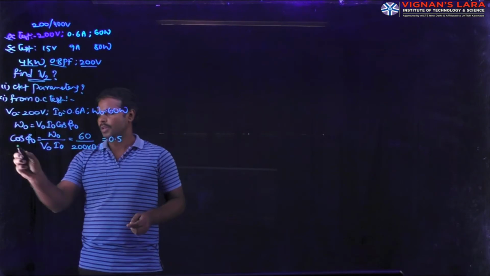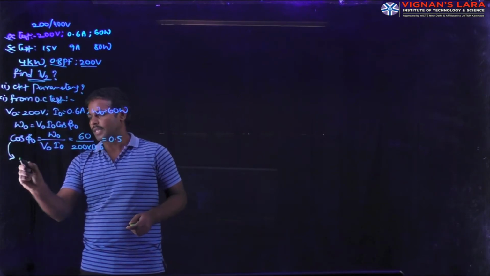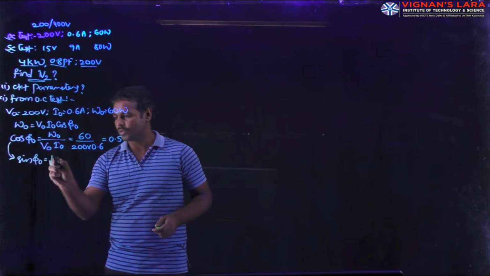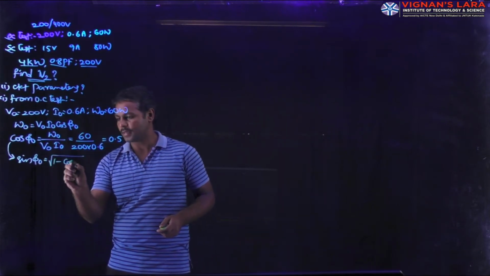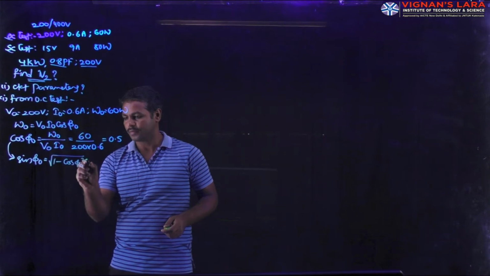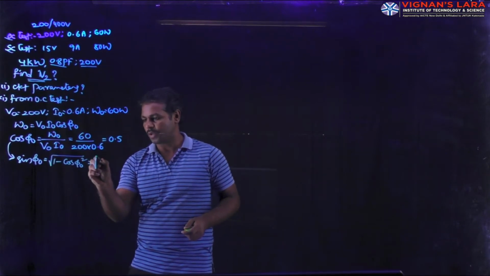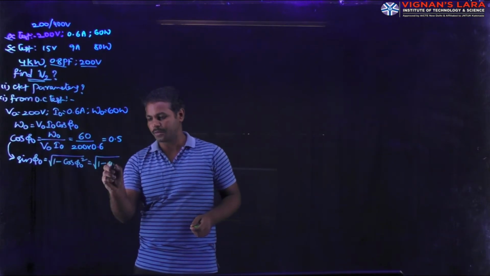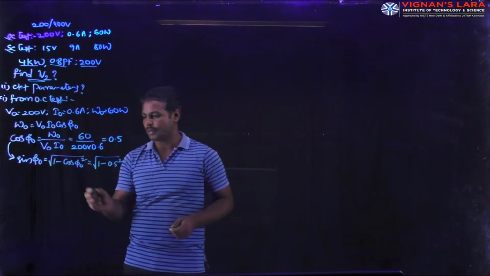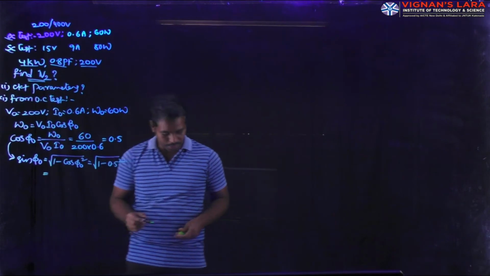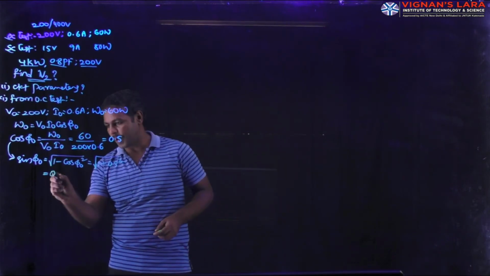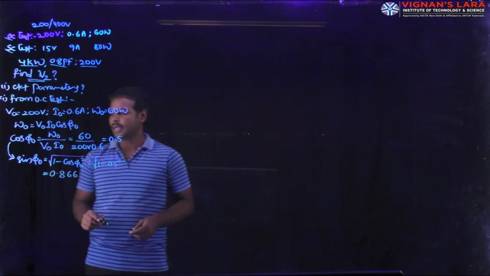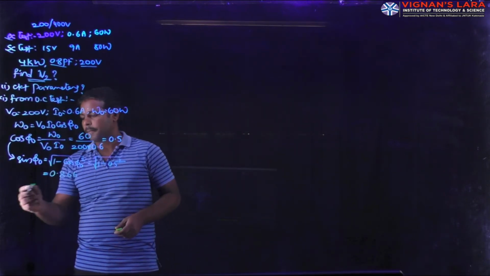So cos phi naught is equal to 0.5. Then we can find sin phi naught. Sin phi naught is equal to the square root of 1 minus cos squared phi naught, which is the square root of 1 minus 0.5 square, equal to 0.866.